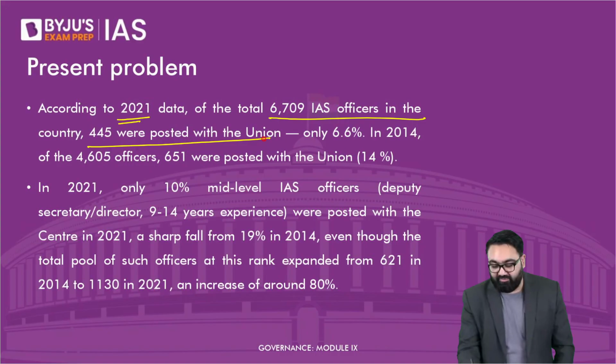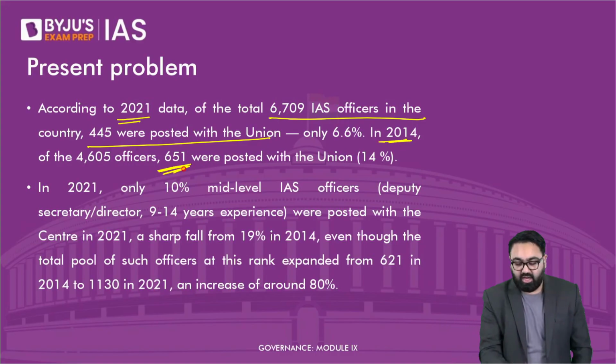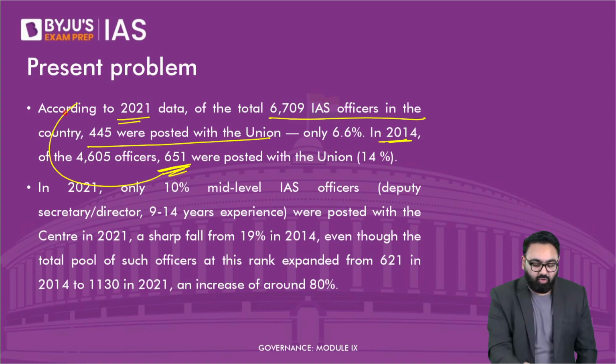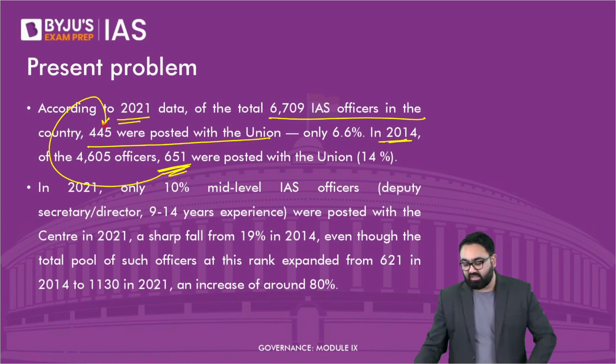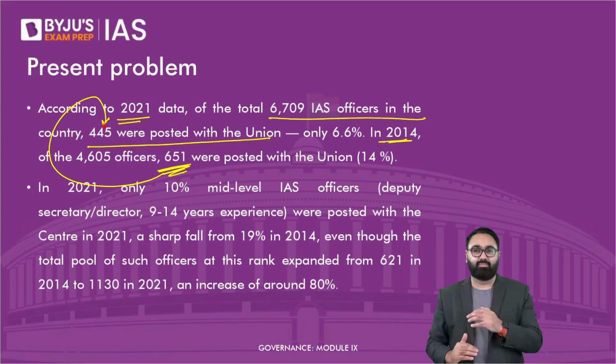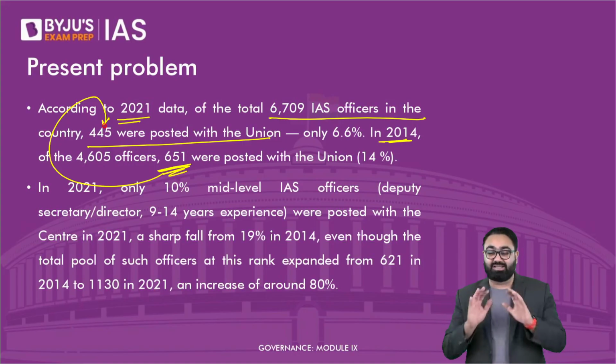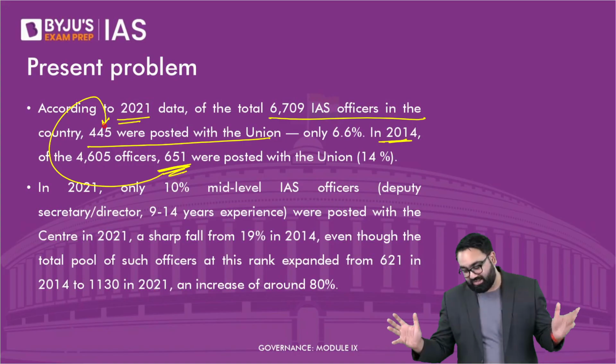In 2014, the number of officers with the central government was 651, and now it has declined to 445. So the number of IAS officers wanting to work for the central government has come down considerably. That is a big problem. So why is the central government again not increasing the recruitment numbers? I don't know. I wish I knew the answer, but I don't know.